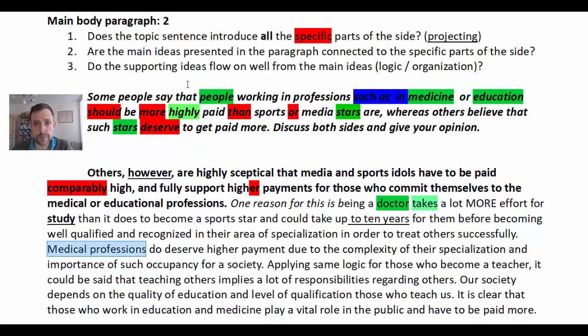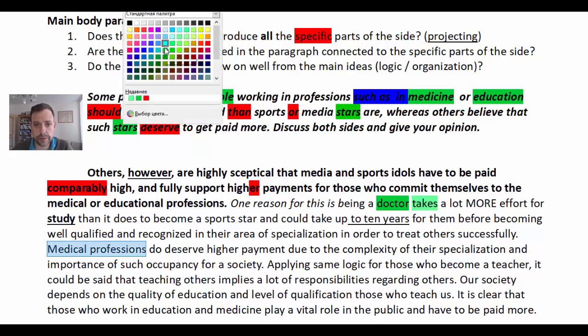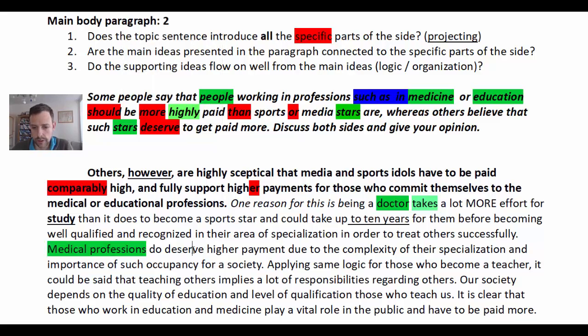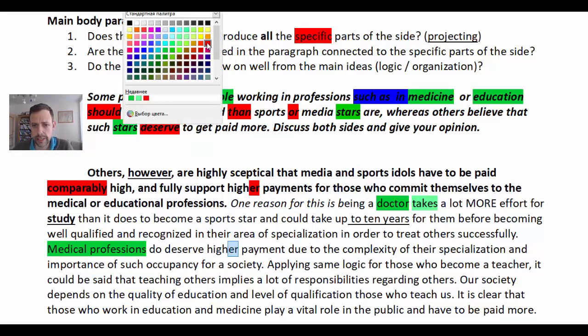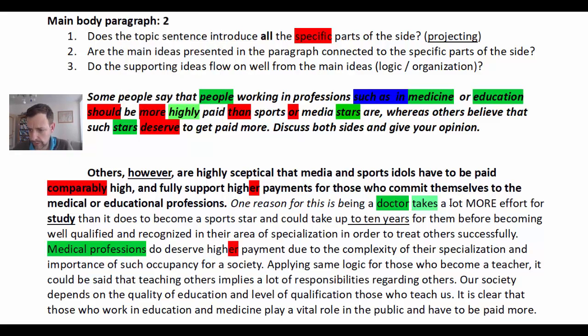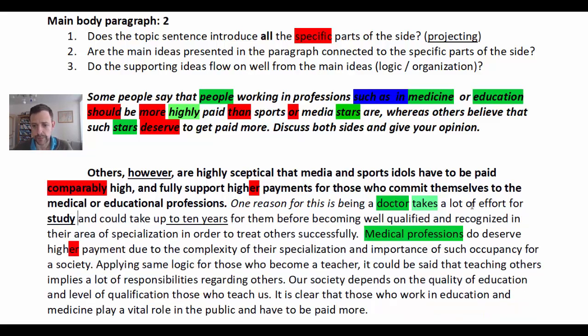Medical professions do deserve, so still on the medical professions, higher payment. So that's good. Now we're getting straight. This is better. They do deserve higher payment. So again, with this previous point about a lot more effort, you don't have to have that. I'll take it out. A lot of effort for study. Bang. And could take, because the key idea is it takes a lot of effort for study and therefore deserve high payment due to the complexity of their specialization.